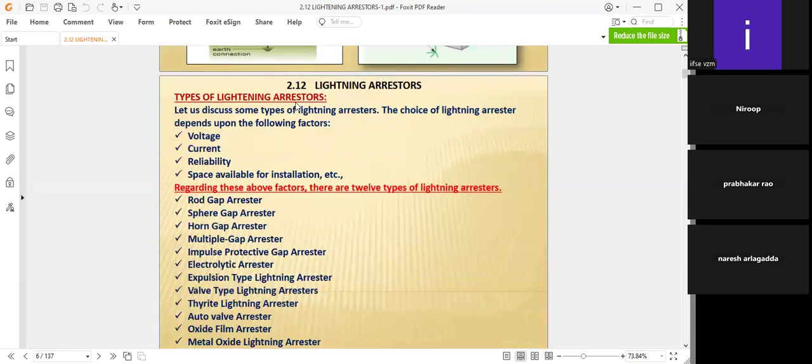And also the types of lightning arresters are very, very important. Before going to the types of lightning arresters, first of all, on what factors does it depend? It depends on the type, the material, the functioning, how much radius it covers. Let us discuss some types of lightning arresters. The choice of lightning arresters depends upon the following factors. One is voltage, current, reliability, and space availability for installation.